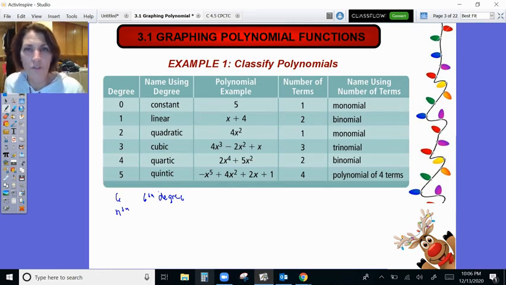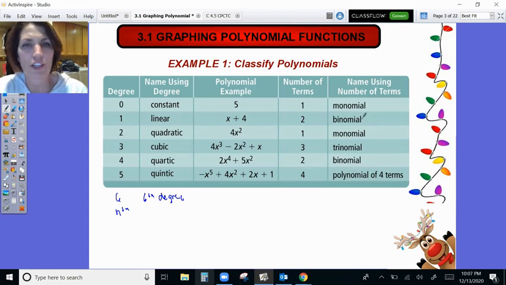Number of terms, of course, is just how many terms we have in it. This has 1 term, so it is a monomial. This has 2 terms, so that would be a binomial. This has 1 term again, so another monomial. This one has 3 terms, so that's a trinomial. This is 2 terms, it's a binomial, okay? So this first one would just be a monomial. This would be a linear binomial, we call this, okay?